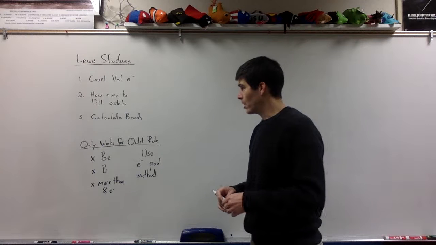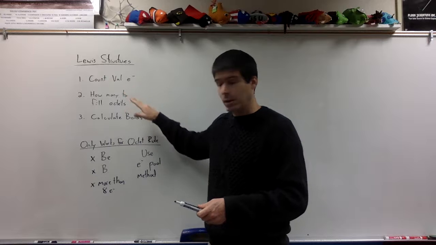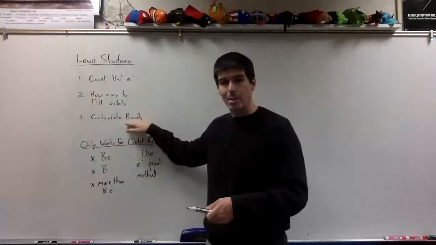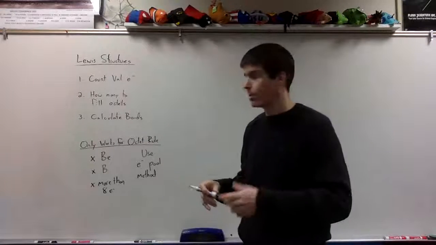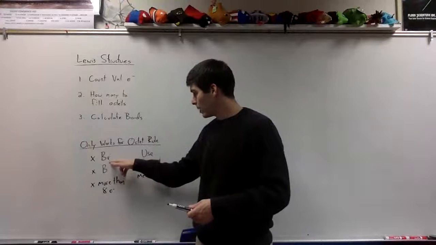Another method to draw Lewis structures, for the octet rule only, because this won't work if you're not using the octet rule, is that you can figure out how many bonds you need just by doing a little math. It's kind of a little logic puzzle. This does not work for the octet rule for boron and beryllium.